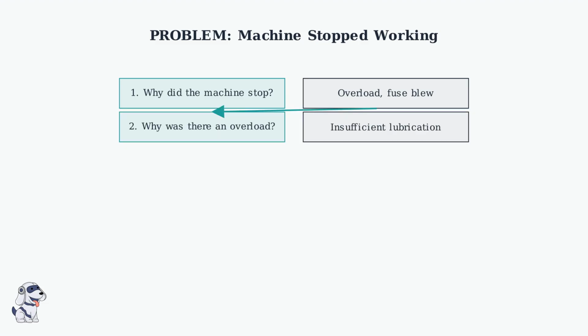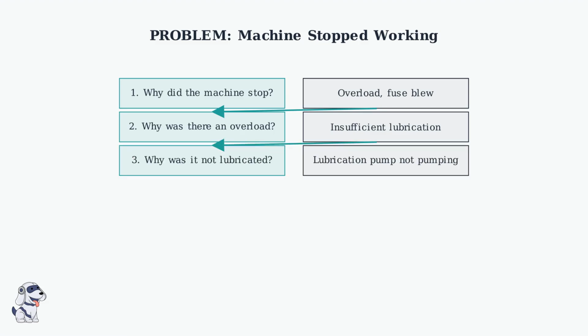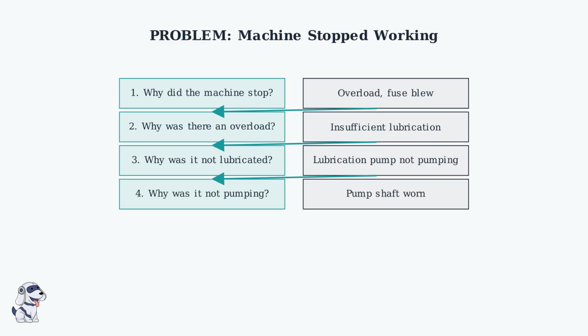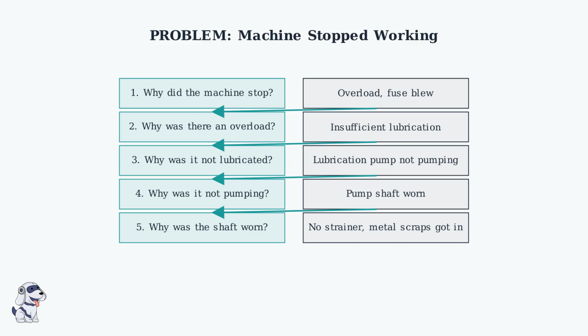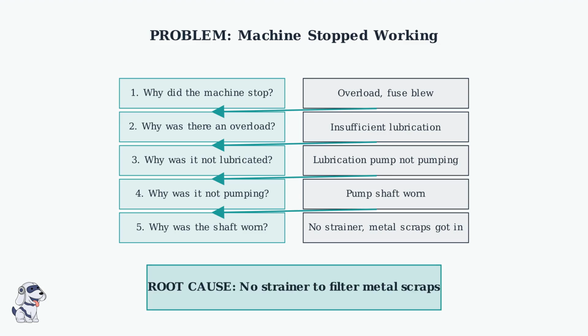We ask, why was there an overload? The answer is insufficient lubrication. Why was it not lubricated? Because the lubrication pump was not pumping. Why was the pump not working? The pump shaft was worn out. Finally, why was the shaft worn? Because there was no strainer, allowing metal scraps to get into the pump and damage the shaft. We found our root cause, the absence of a strainer. This simple missing component led to a chain of failures that stopped the entire machine.